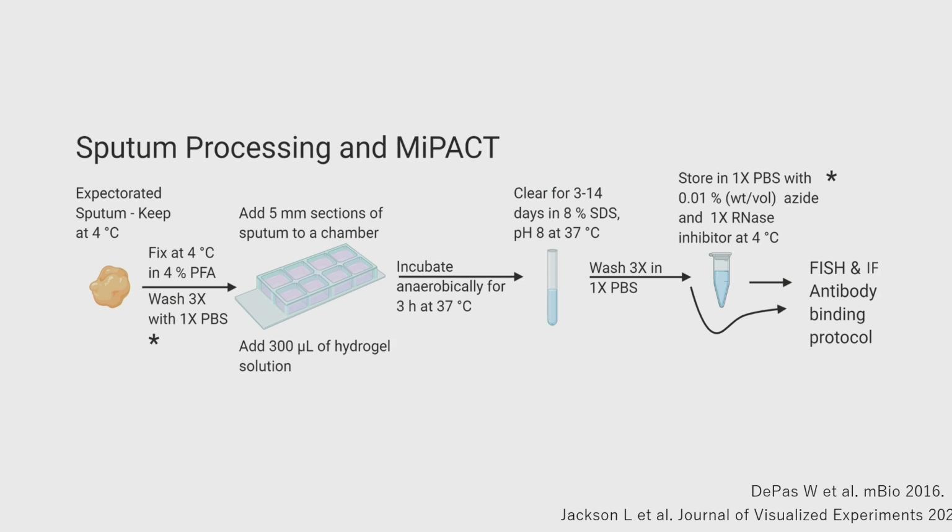The way the approach works is that you collect the sputum from the patient and embed it in a hydrogel mixture to form a gel and keep the structural integrity of that sputum. This then allows you to clear the sputum in an SDS solution, and following clearance, you can use probes specifically for FISH, in this case for PA and SA. And at the end, you can also use an antibody that's specific for other exoproducts or exopolysaccharides within the sputum of interest.